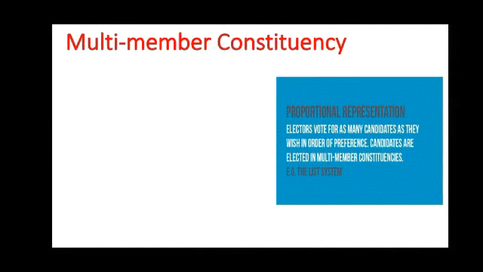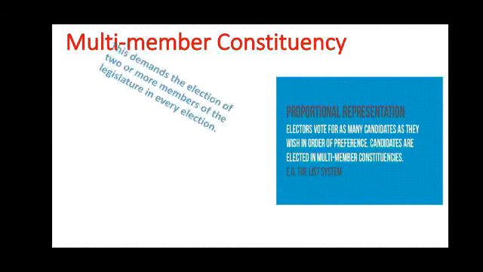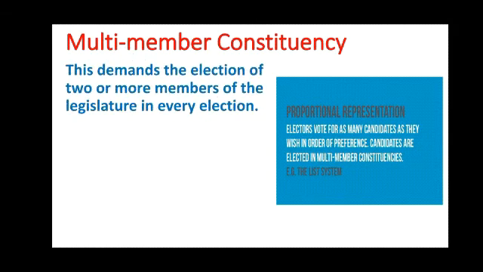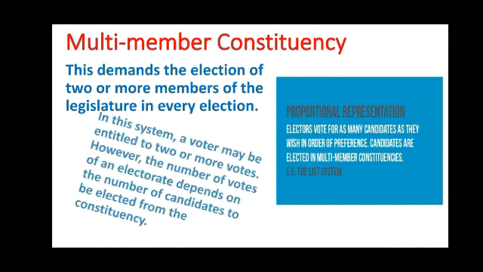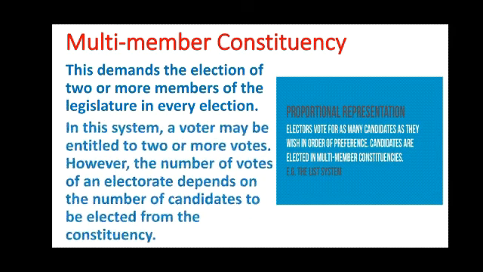The multi-member constituency is one in which the voters could vote for two or more persons in an election. They vote in order of their preference. Two or more persons can be elected, and a voter is entitled to two or more votes.